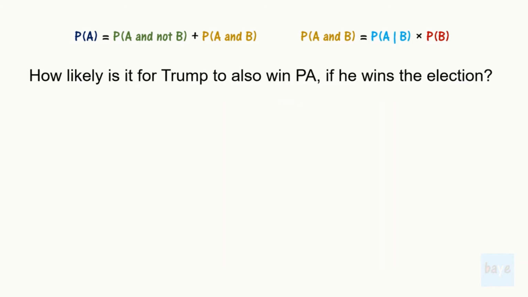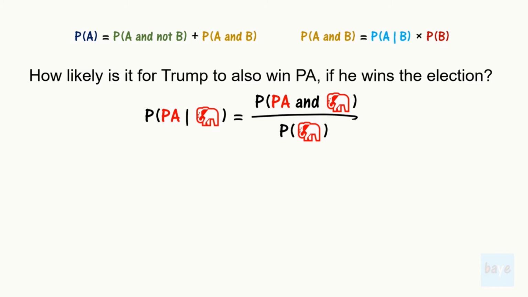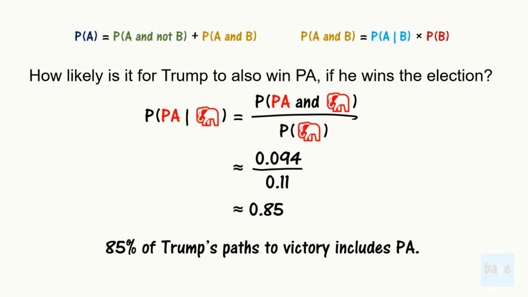What are the chances that his path to victory includes Pennsylvania? Now let's rearrange the second formula and solve for the conditional probability. It's the probability that they both happen, which is 0.094, divided by the probability that he won the election. This simplifies to around 0.85. So 85% of Trump's path to victory includes Pennsylvania.